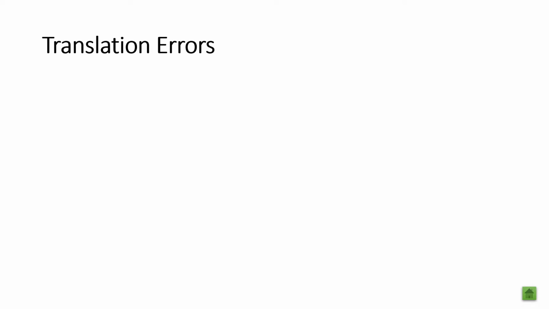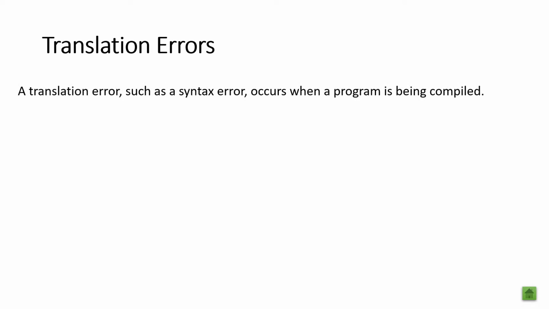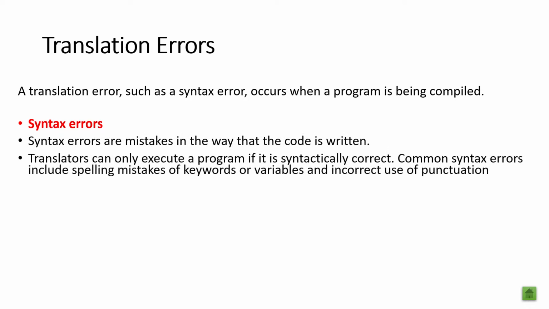Translation errors. So such as syntax errors. A syntax error is a translation error. So this is an error during the translation process. So syntax errors are mistakes in the way the code is written. Translation can only execute a program if it is 100% syntactically correct. Common syntax errors include spelling mistakes or variables that are incorrect, or the incorrect use of punctuation.